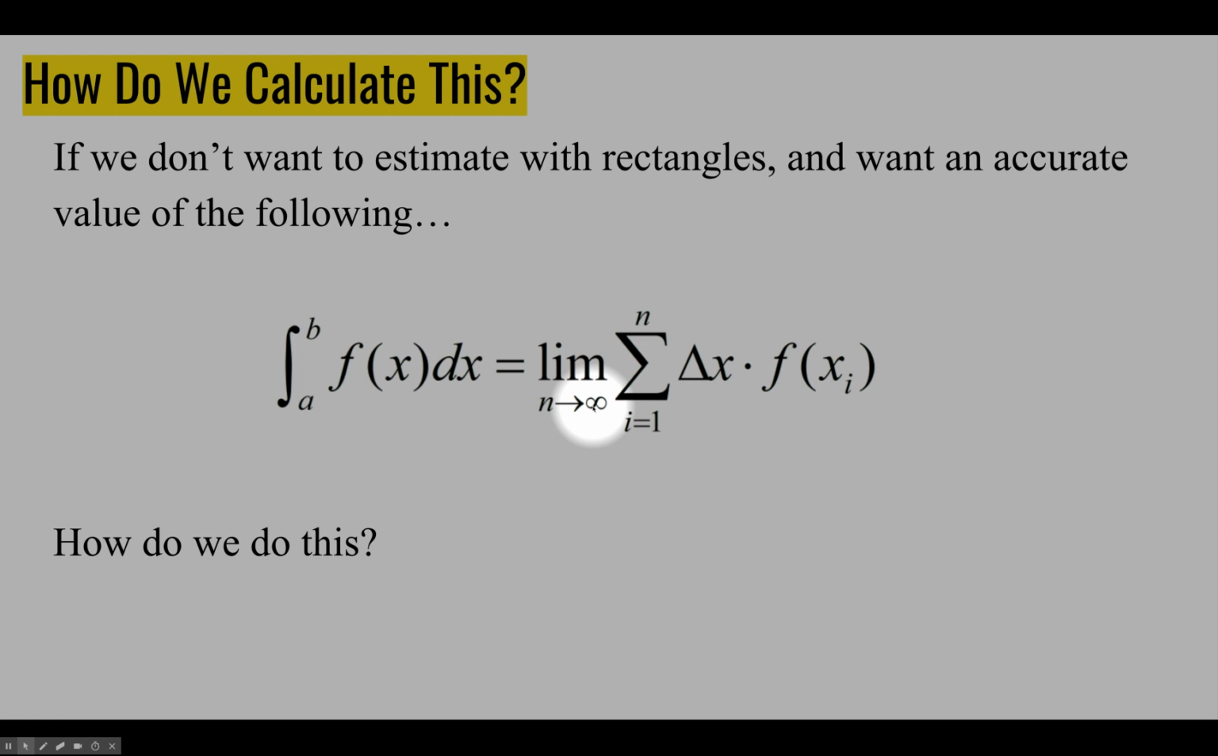So what we're basically asking here is, if we let the number of rectangles get very, very large, then what does the sum of each of those individual rectangles add up to? And of course, the more rectangles we have, the less error that we're going to have in those rectangles being too large or too small, as we saw before. So this is going to give us the proper area or the integral. So the question becomes, how do we do this?